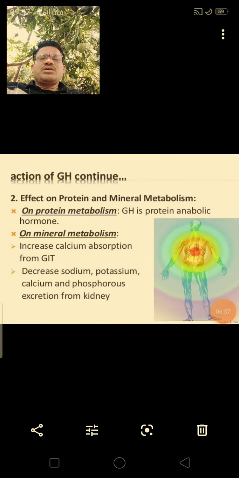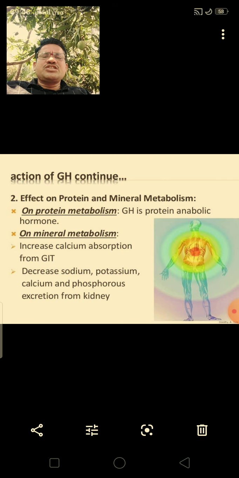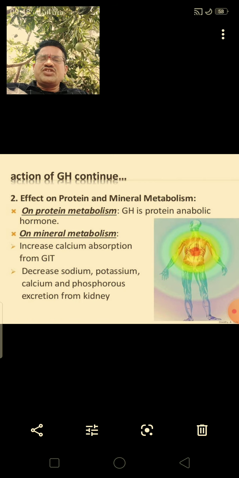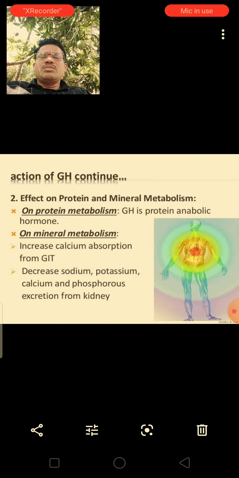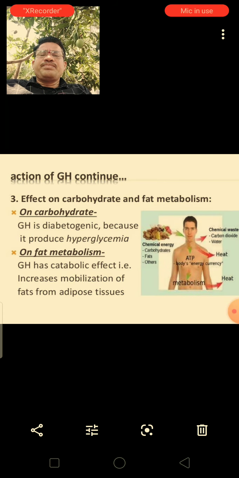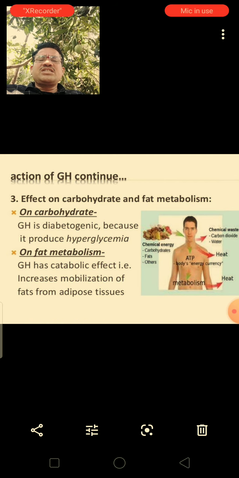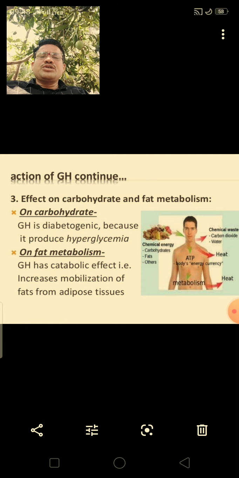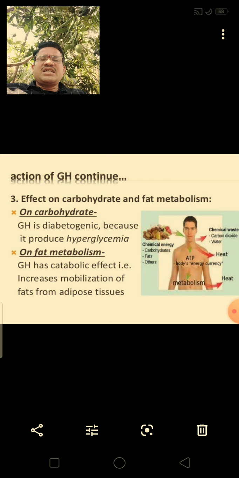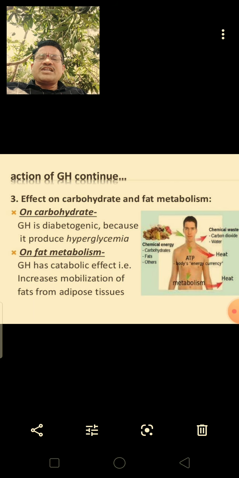So GH has effects on protein and mineral metabolism. Generally GH is a protein anabolic hormone. On mineral metabolism, it increases calcium absorption from the GIT and decreases sodium, potassium, calcium and phosphorus excretion from the kidney. There are effects on carbohydrate and fat metabolism also. GH is diabetogenic because it produces hyperglycemia. In the same way on fat metabolism, GH has a catabolic effect, that is, increased mobilization of fats from adipose tissue.